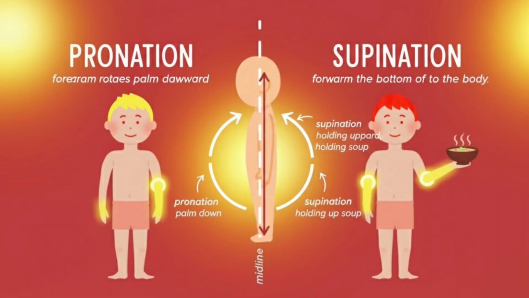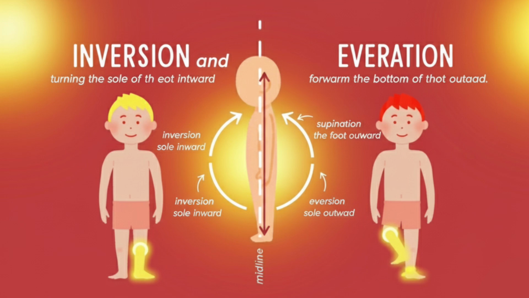Moving on, we have pronation and supination. Pronation and supination describe movement of the forearm. In pronation, the forearm rotates, so the palm faces downward. In supination, the forearm rotates, so the palm faces upward. Next are inversion and eversion. Inversion and eversion are movements of the foot. In inversion, the sole of the foot turns inward, facing the middle line. In eversion, the sole turns outward, away from the middle line.